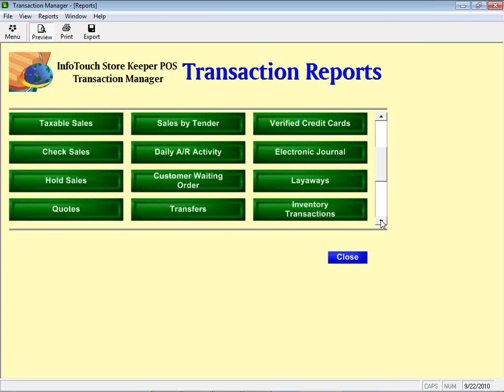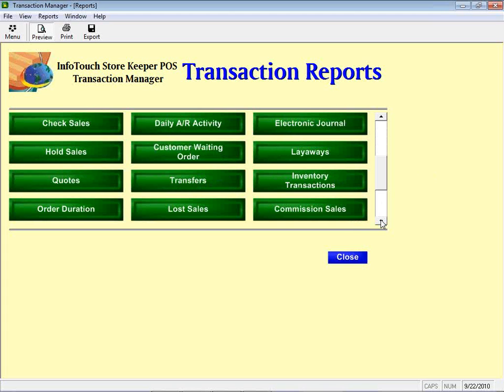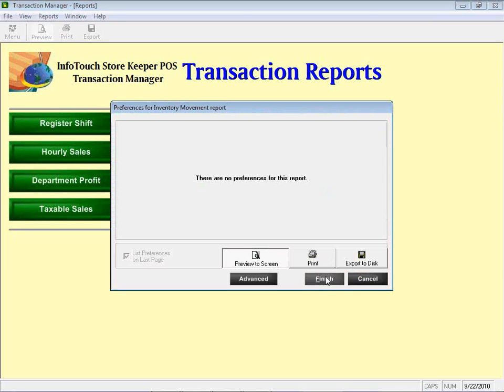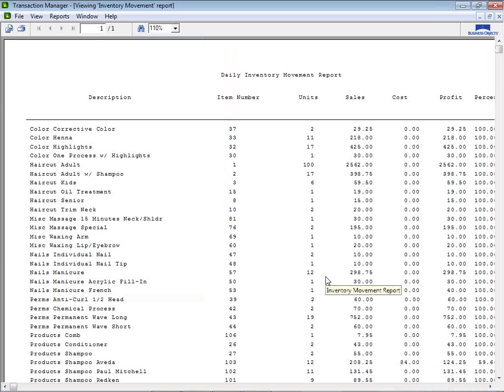Okay, let's look down some more. I'm going to skip over some less used reports here. I think I missed one I wanted to show you: the inventory movement report up here. This is kind of like the inventory movement report in the inventory module, except instead of allowing you to sort it top to bottom and select a date range, all this does is show you everything that was sold in your store today.